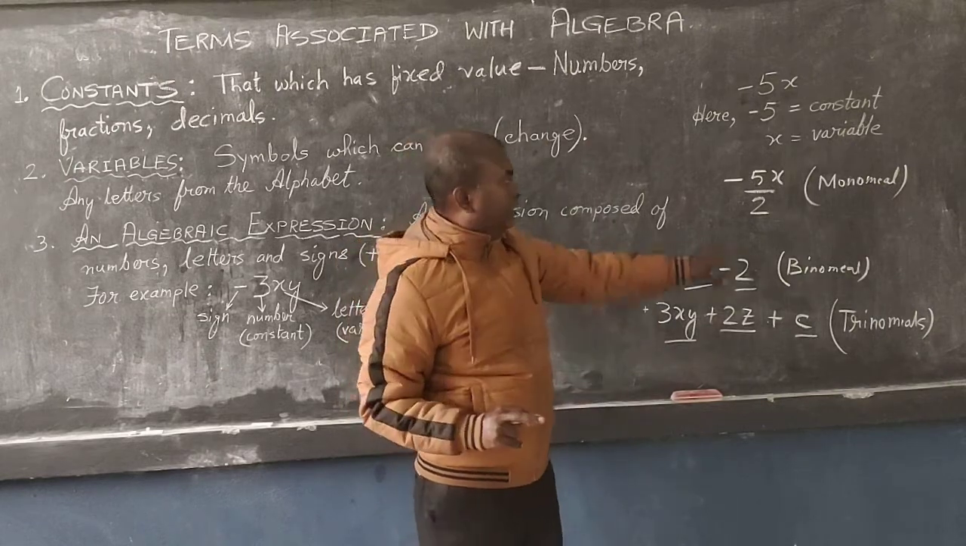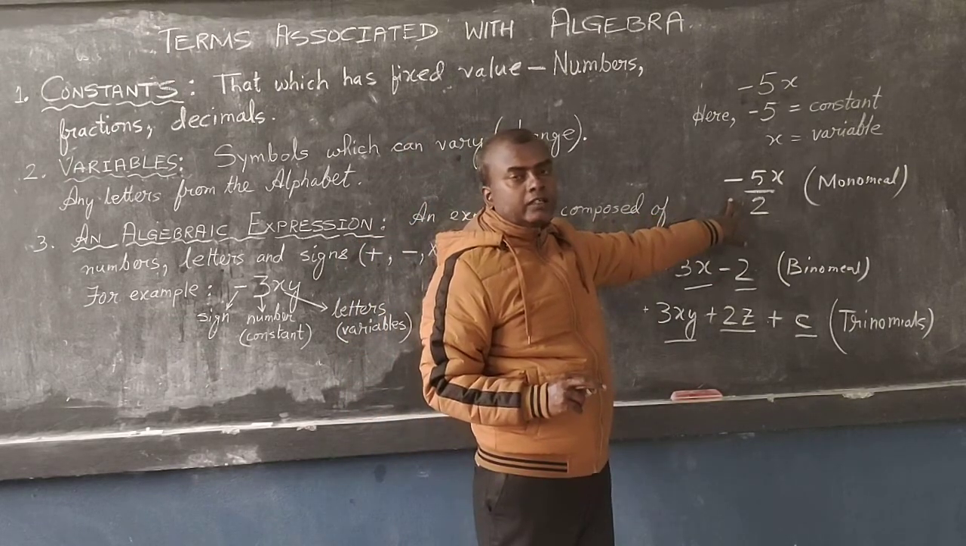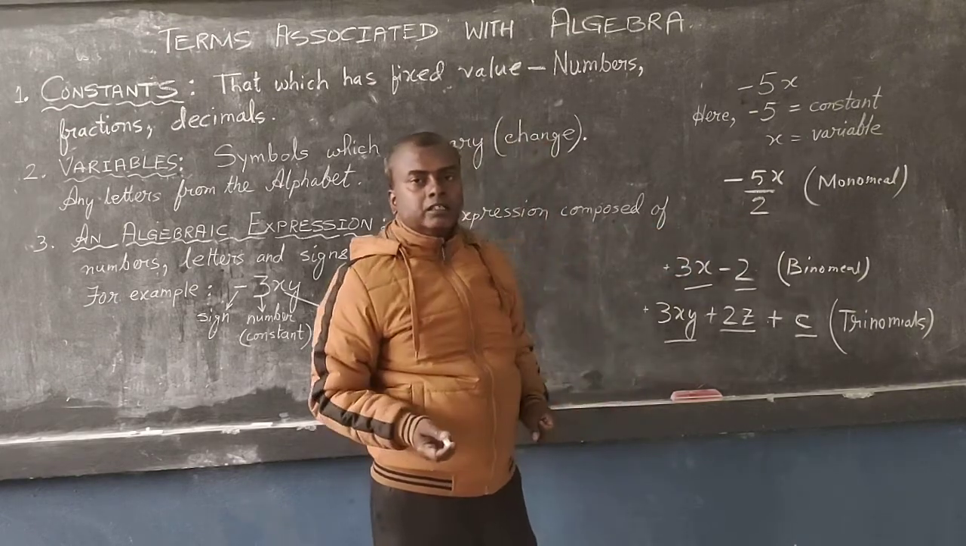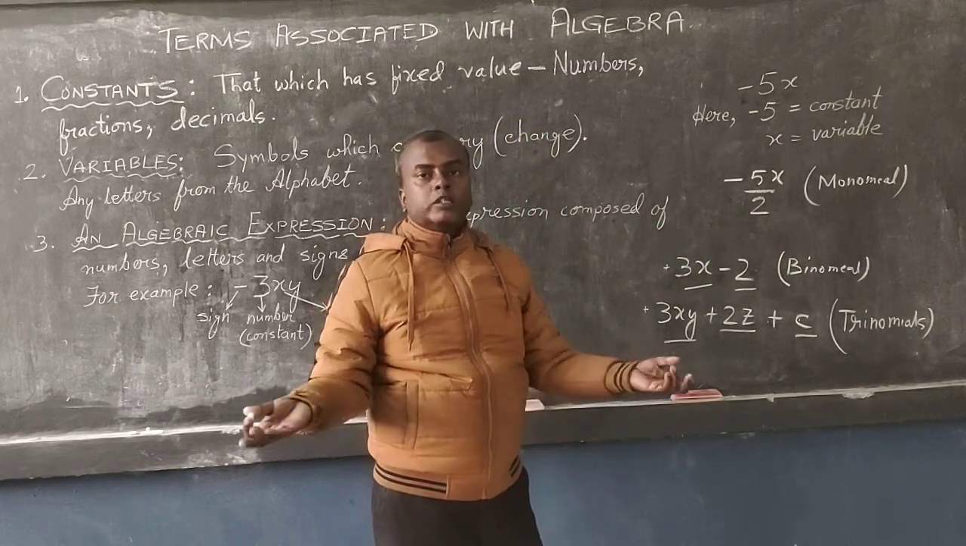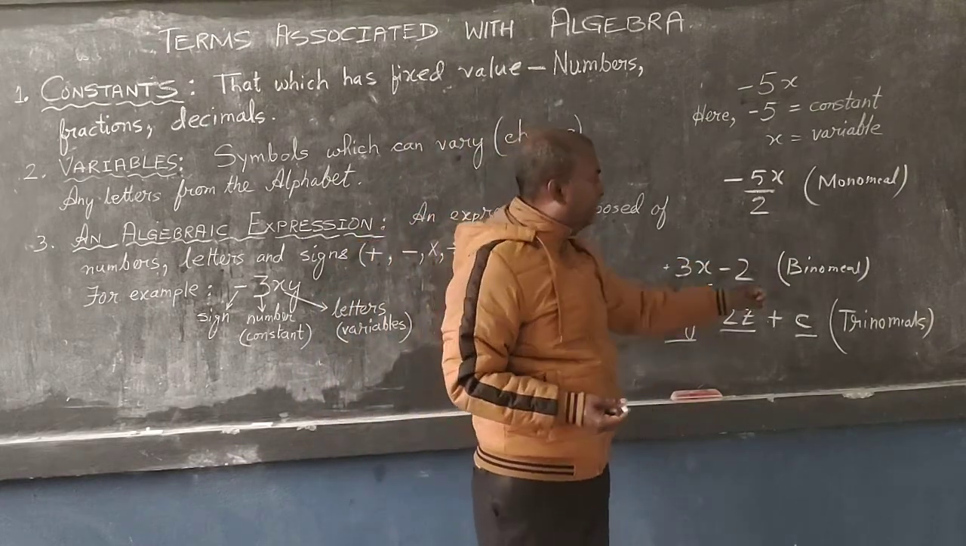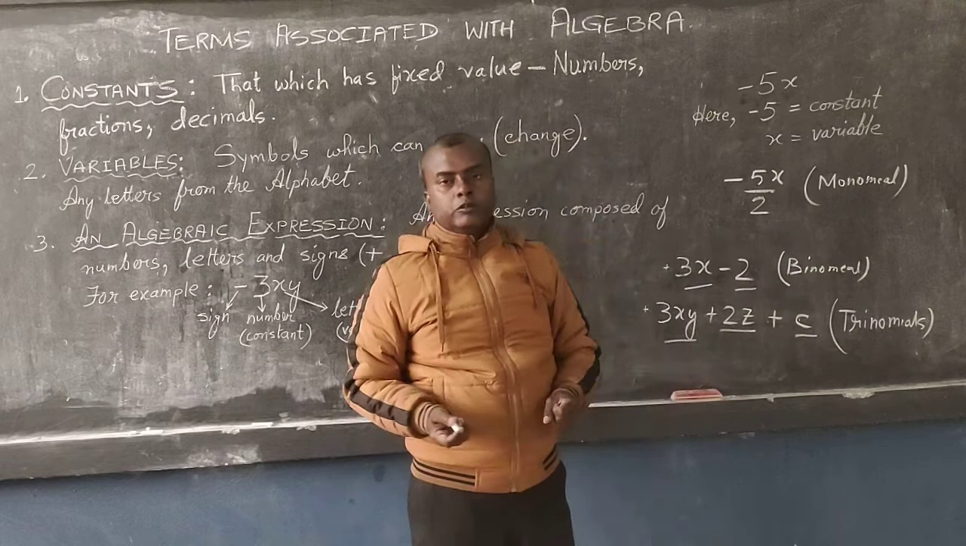And in general, if more than one term is there in an algebraic expression, then we call it a polynomial. Poly means more than one. It can be a binomial. Binomial also is a polynomial. It can be a trinomial. It is also a polynomial.